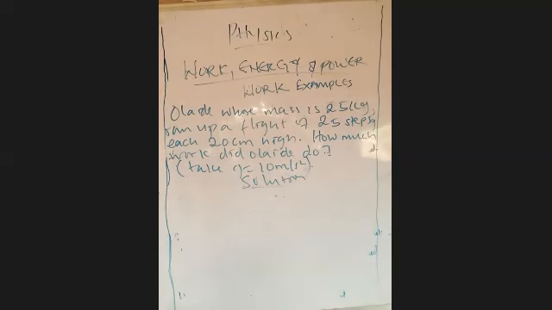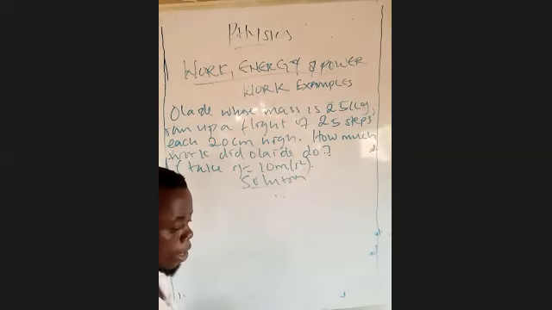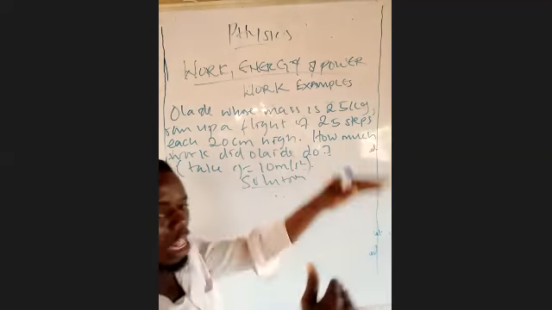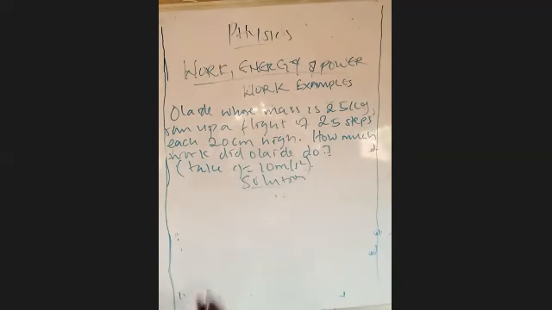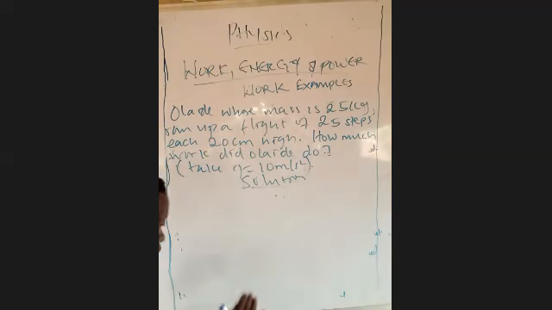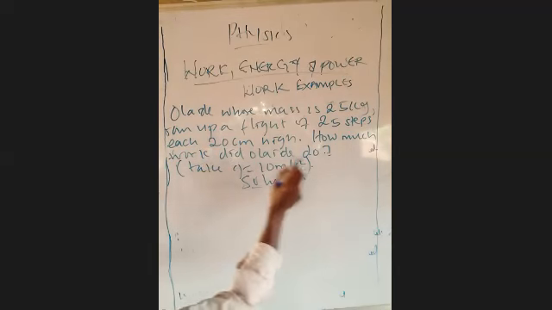Now, the question says that Olaide's mass is 25 kg. The mass of Olaide is 25 kg. And he ran up a flight of 25 steps. That is, he has to climb 25 steps. So to climb a flight, each step is 20 centimeter high. How much work did Olaide do?